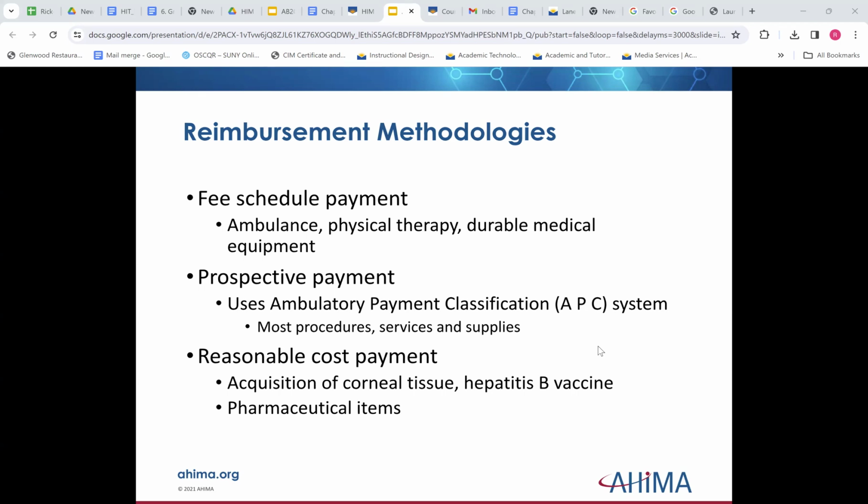So this is basically looking out to see what is it going to cost for corneal tissue, a Hep B vaccine, what have you, that's out there, and what's reasonable to pay for it. So three different ways that hospitals are reimbursed for outpatient services.